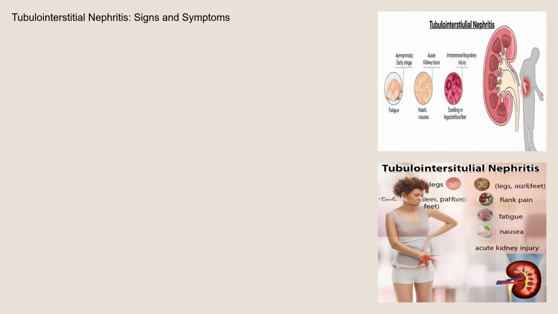The signs and symptoms of tubulointerstitial nephritis can be quite variable. Some people may experience no symptoms at all, especially in the early stages. Others may develop more noticeable signs such as increased urination, particularly at night, known as nocturia. Other symptoms include fatigue, nausea, loss of appetite, and swelling in the legs, ankles, or feet. Sometimes there might be flank pain indicating kidney inflammation. In some cases, TIN can lead to acute kidney injury, causing a rapid decline in kidney function, potentially requiring dialysis.